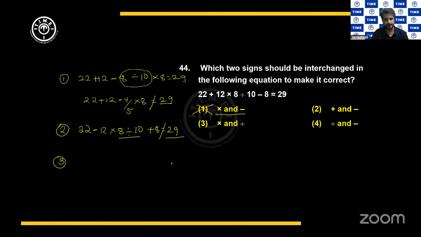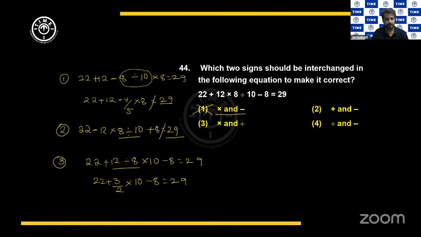Now let's go to the third option. Into divided by. 22 plus 12 divided by 8. Now divided by will become into 10. Minus 8 is equal to 29. Okay. 12 by 8, it is 3 by 2. So 22 plus 3 by 2 into 10 minus 8 is equal to 29.